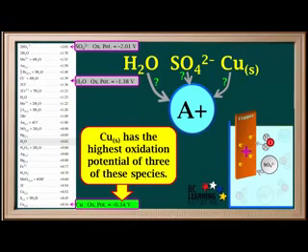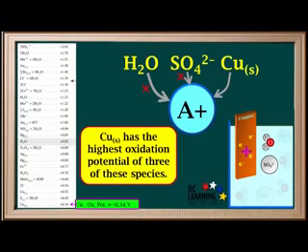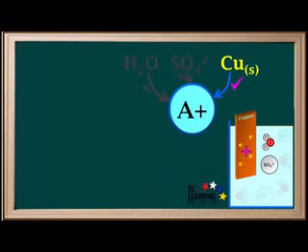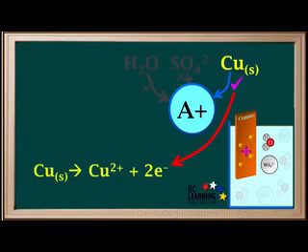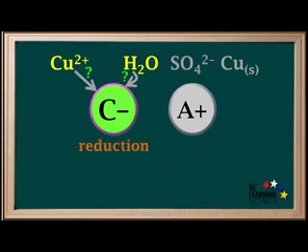So we see that copper has the highest oxidation potential of all three of these species. Its oxidation potential is negative 0.34 volts, much higher than negative 1.38 or negative 2.01. So we know that water and sulfate won't be oxidized, but copper will. So we'll write a check mark by copper. So now we know that the half reaction at the anode is the oxidation of solid copper metal to produce copper 2 plus ions.